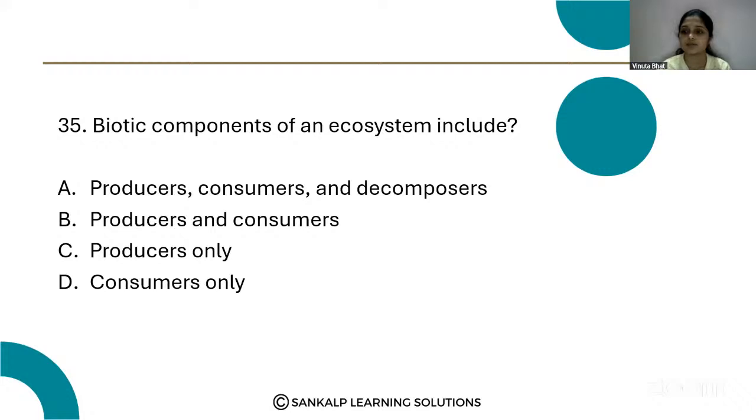Next question. Biotic components of an ecosystem include producers, consumers, and decomposers; producers and consumers; producers only; consumers only. This question we have already learned. So option A, producers, consumers, and decomposers, is the correct answer. The biotic components of an ecosystem are producers, consumers, and decomposers.